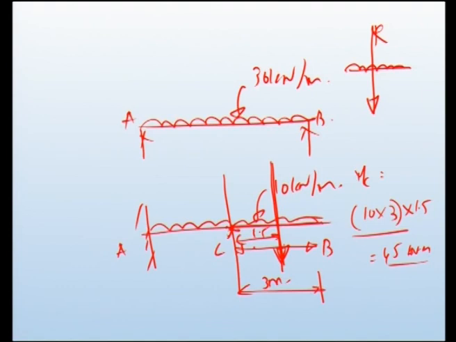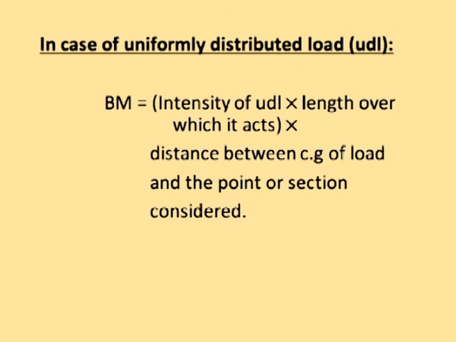In case of point load, we have point load multiplied by distance, and in case of uniformly distributed load, you need the total load first and then the distance. To calculate the total load itself, we have the intensity of UDL, as mentioned in this slide: intensity of UDL into the length over which it acts. That will give you the load, which is multiplied by the distance between the CG of the load, that is the center of gravity of the load, and the point considered. This is to be remembered while calculating moment in case of uniformly distributed load.